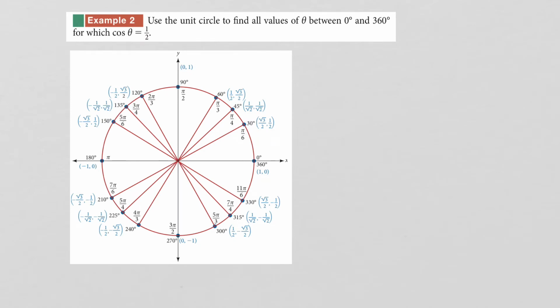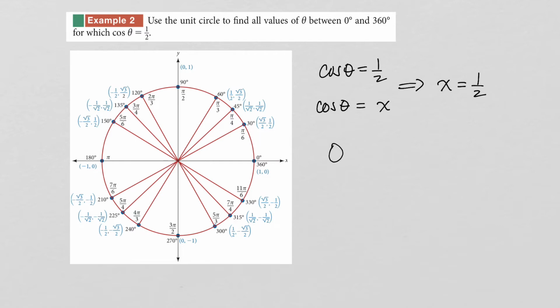Now let's look at a slightly different problem. It says to use the unit circle to find all values of theta between 0 degrees and 360 degrees for which cosine of theta is equal to 1/2. Now remember, cosine of theta on the unit circle is the x-coordinate of the point. So if we say cosine of theta equals 1/2, what we're saying is x has to be 1/2.